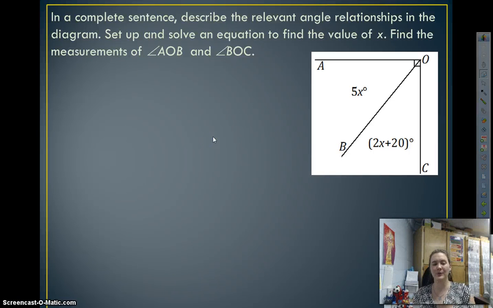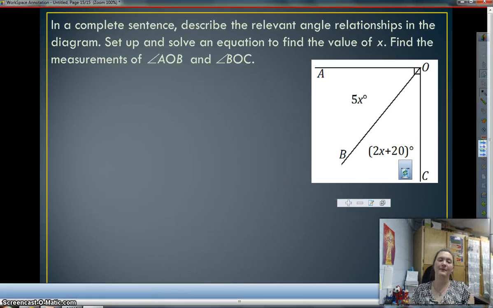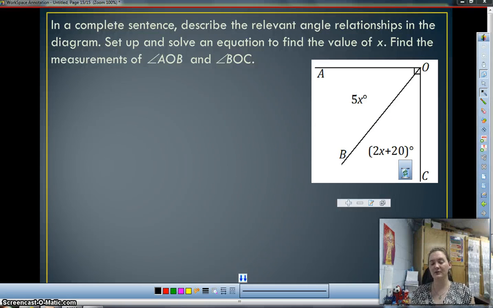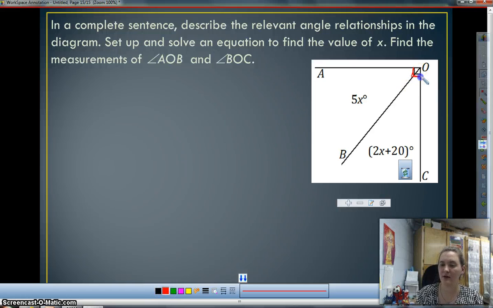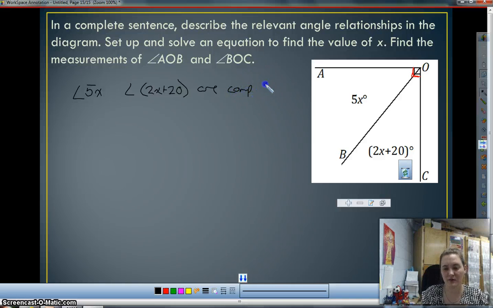Our last problem. In a complete sentence, relevant angles. Find that 90 degrees. Well, we only have one 90 degree angle right here, and it comes from these two angles. So we know that the angle of 5x and the angle of 2x plus 20 are complementary angles. Knowing this, we know that 5x plus the quantity of 2x plus 20 equals 90.